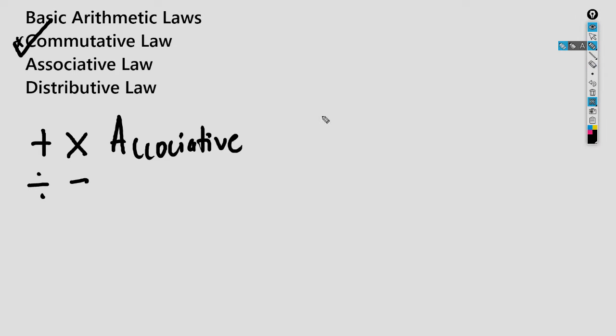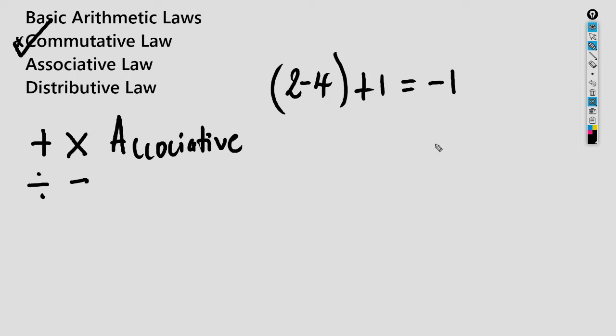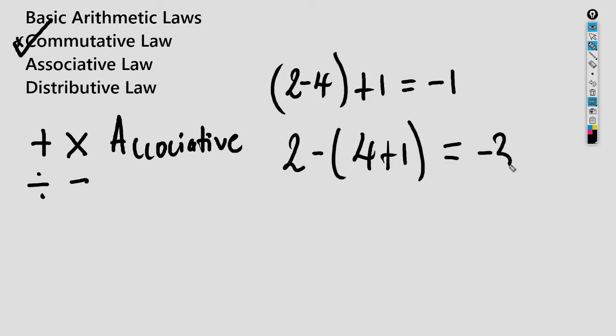Okay, so let's look at subtraction first. Let's say you have 2 minus 4 plus 1. Then you should get 2 minus 4, which would be minus 2, plus 1, which would be negative 1. Now let's change the brackets around in this case. I'm going to say 2 minus open bracket 4 plus 1. This is going to be completely different, guys. It's going to be 2 minus 4 plus 1, which would be 2 minus 5. So you're going to get negative 3 here.